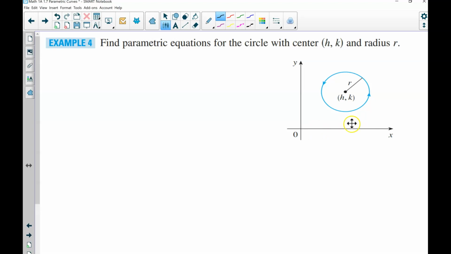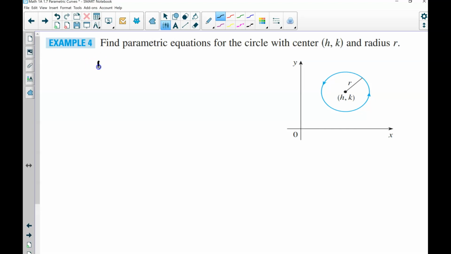So we created our own diagram. We have a center HK and then we have R. So we're going to use these arbitrary variables to find parametric equations for this particular scenario. So what we're going to do is take the equations of the unit circle and then multiply that expression for x and y by the value of r.